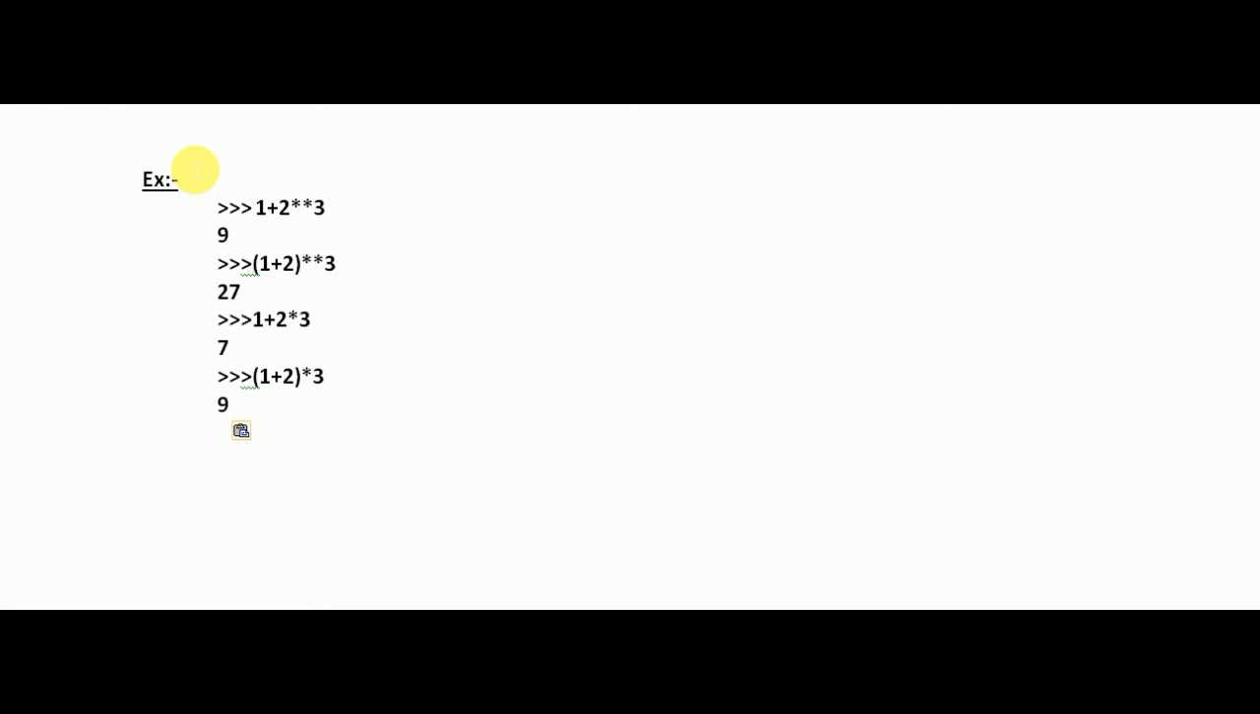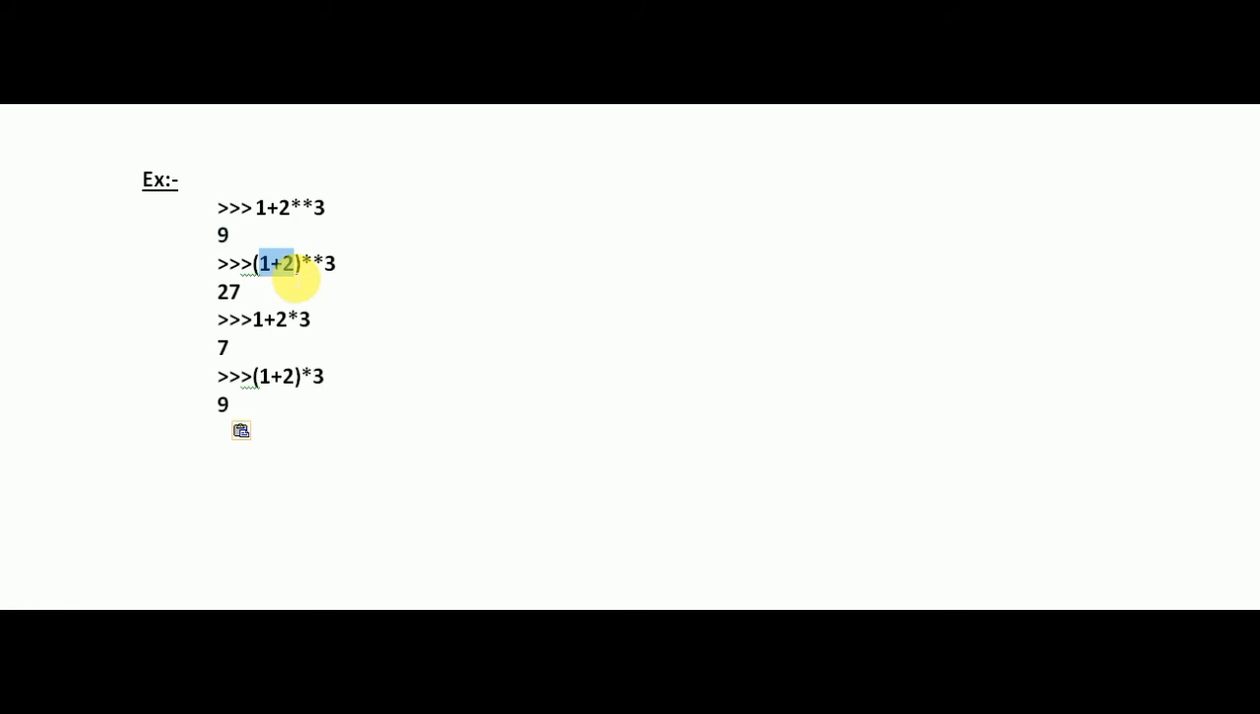Let's take an example. Here we have some sample examples like 1 plus 2 power 3. Here, if we talk about the precedence of operators, power comes before the plus sign. So first we calculate this, then this. So 2 raised to the power 3 means 2 to the power 3 becomes 8. So 8 plus 1 equals 9.